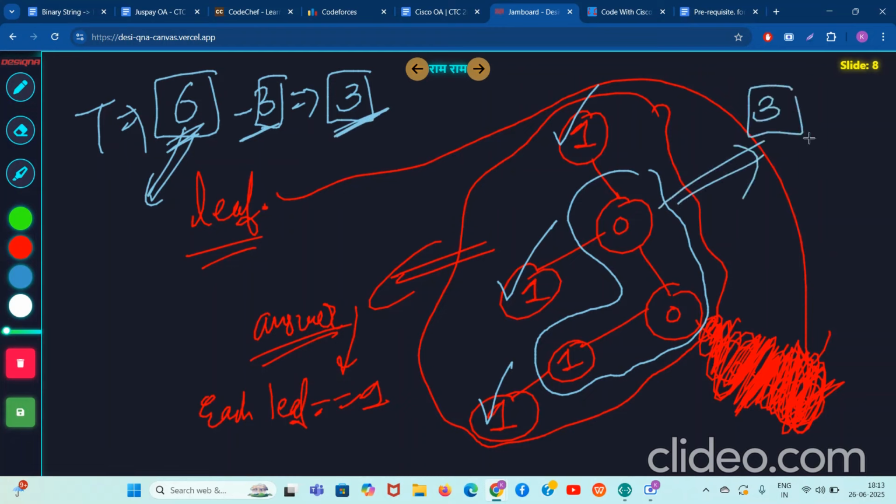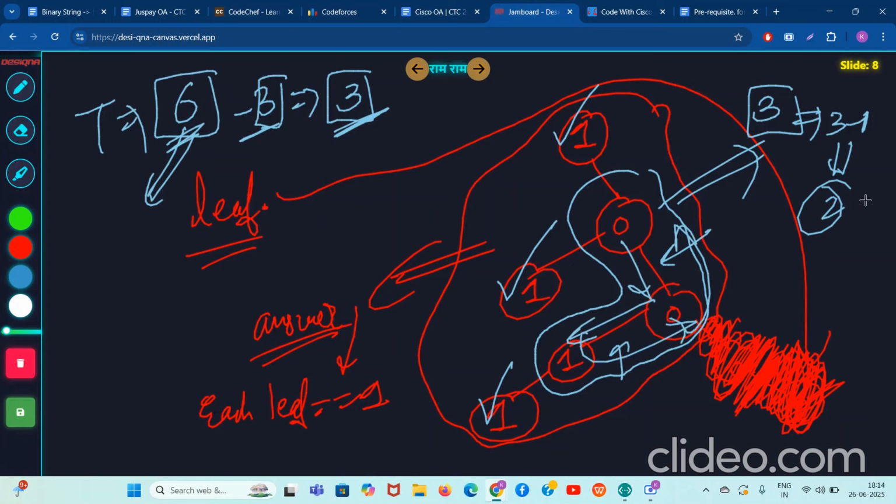To visit 3 nodes, how many edges are needed? N minus 1, 3 minus 1, 2 edges are needed. You can see edge 1, edge 2. Go to and fro. So you need to visit the edges 2 times. So go and come back, go and come back. So 2 multiplied by 2, 4. You have solved the problem.